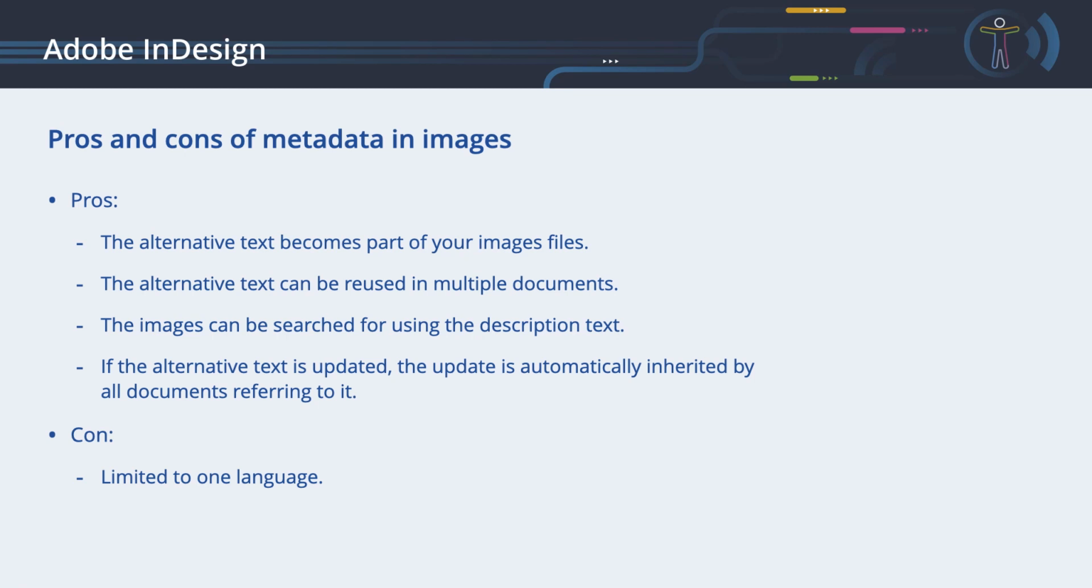Pros and cons of metadata in images. A pro is that the alternative text becomes part of your image files. Whenever the file is copied or moved, the metadata travels with it. The alternative text can be reused in multiple documents. All images can be searched for using the description text in the metadata, which can be extremely useful when handling a large number of images. If the alternative text is updated, the update is automatically inherited by all documents referring to it. As a con, or at least a limitation, we have to assert that metadata is limited to one language.